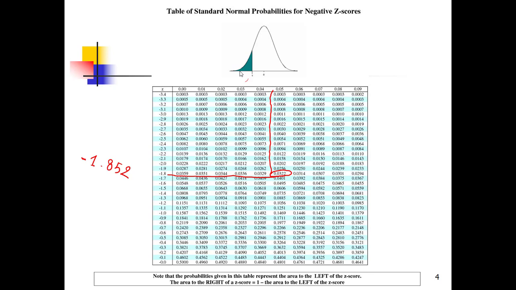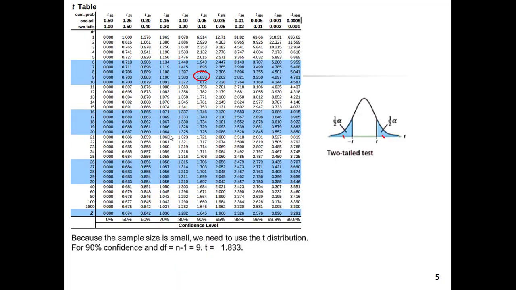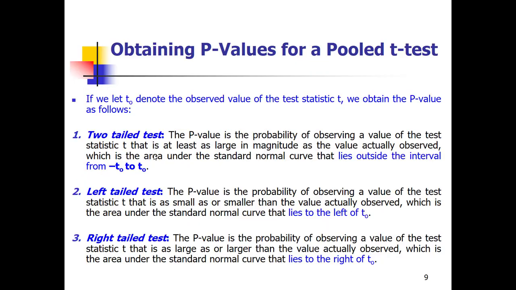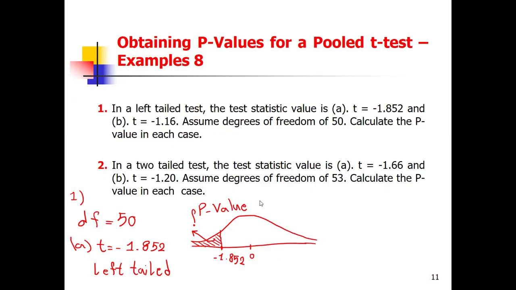That will be this area here, the area on the left. So that is my z value, that is my p value, the area that I will find, which is 0.0322. So the answer here, p value is 0.0322. This is how we find it.